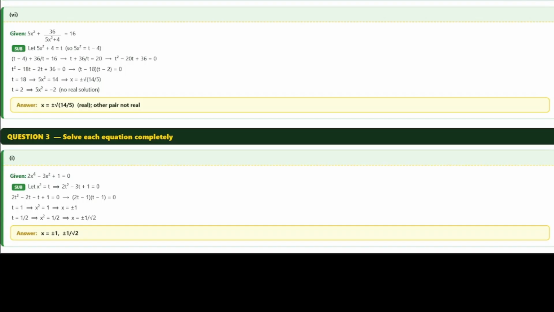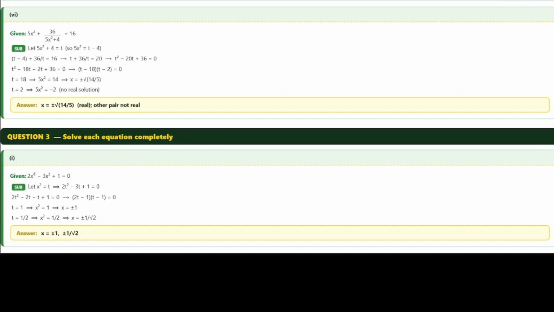t square minus 20t plus 36 is equal to 0. This is our quadratic equation. We need to find its factors. So the factors are minus 18t into minus 2t. So if we solve the quadratic equation, we get (t minus 18) and (t minus 2) as the roots. If we write the first value of t, that is positive 18, and then for the second value of t, that is positive 2.